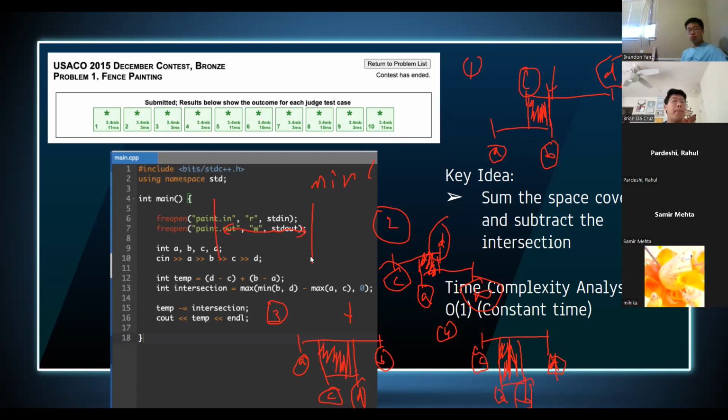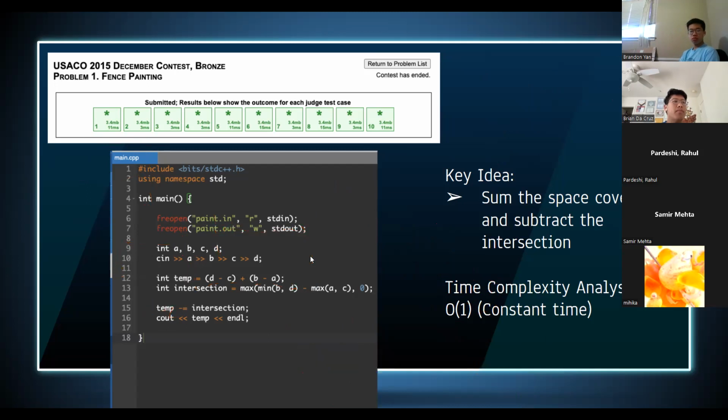And if we want to get the amount of paint that's covered, that's not involving intersection, you just have to sum D minus C plus B minus A. So in any case, there's an interval A, B, and C, D, for example. So I'm going to add this B minus A, the entire interval length. I'm going to add the entire D minus C length. So I'm going to say temp is equal to D minus C plus B minus A. It's going to give us the total distance covered. And I want to subtract the intersection, right? So all I have to do is set a variable. We're going to say integer intersection equals the minimum of B and D minus the maximum of A and C.